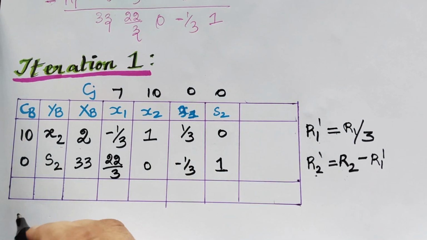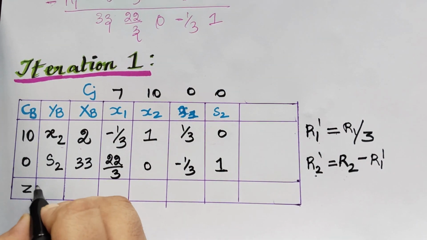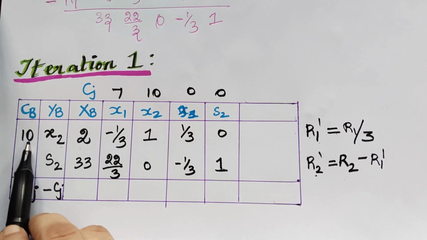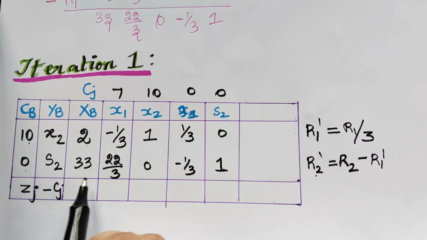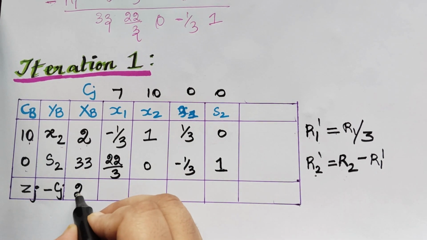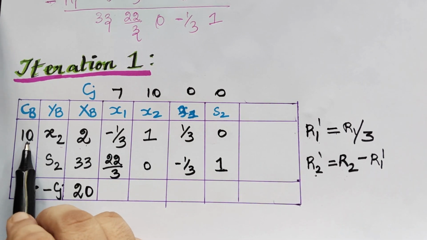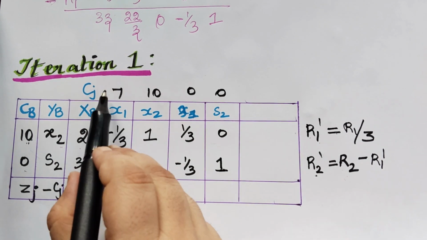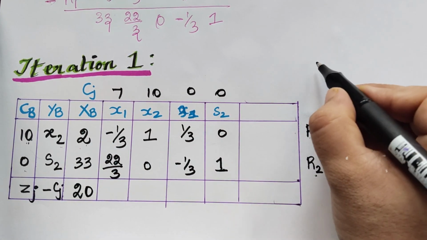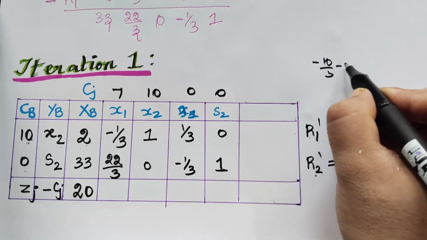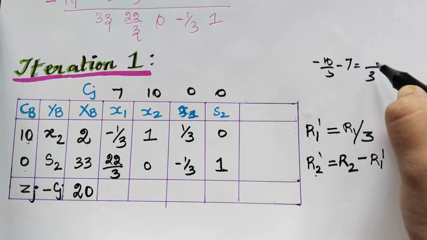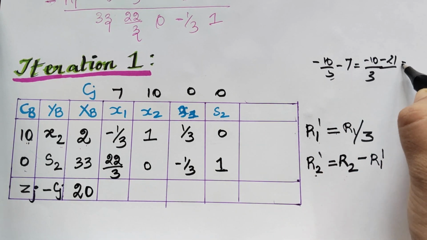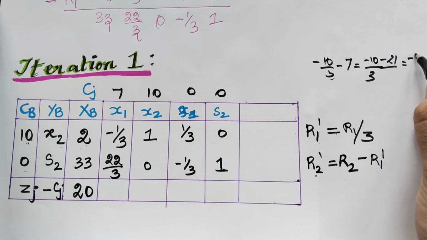So next step is we have to find Zj minus Cj. So after finding these rows, we have to find Zj minus Cj, which is 10 into 2 plus 0 into 33. So 10 into 2 is 20. And then similarly here, 10 into minus 1 by 3 is minus 10 by 3. And then minus 7 we have to do. So actually minus 10 by 3 minus 7. The LCM is 3. So minus 10 minus 3 7 times is 21. So it will be equal to minus 31 divided by 3.